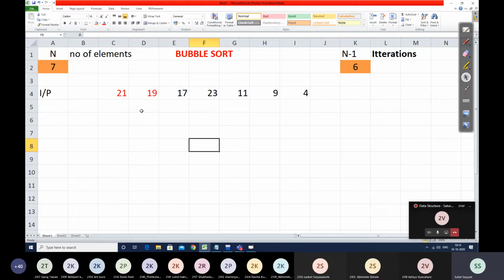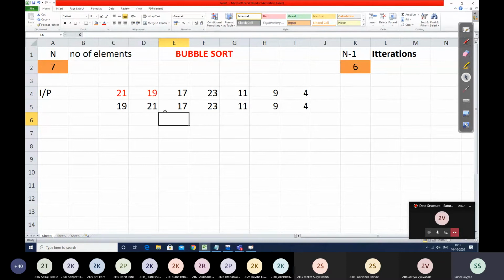I check whether 21 is greater than 19. Yes, 21 is greater than 19. So I may feel that 21 should go to the extreme right, because as of now 21 seems greater. Our objective is to push the largest number, right? So with respect to these 2 numbers, at least 21 is greater. So I perform a swap between 21 and 19.